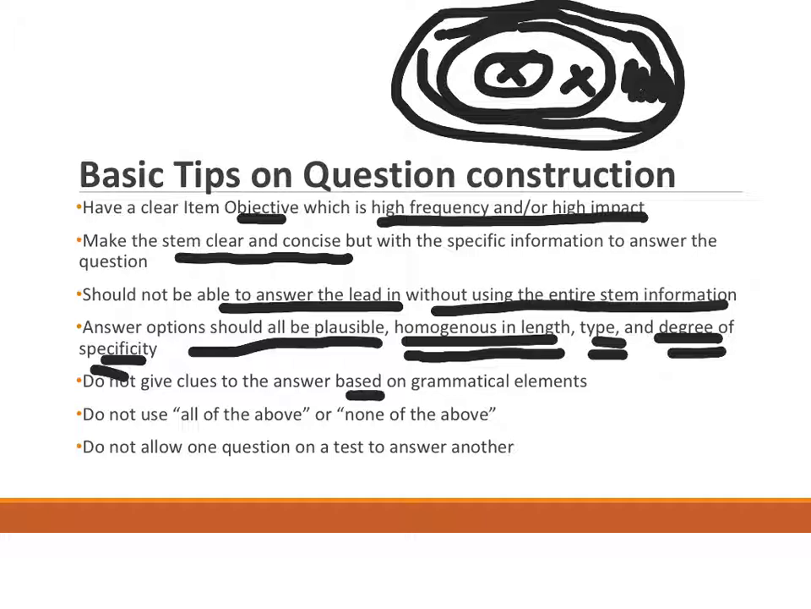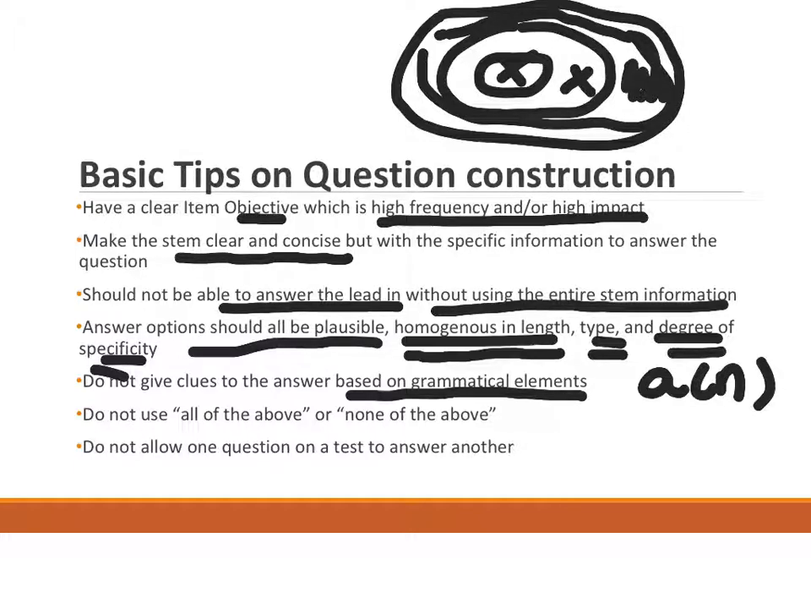We don't want to give clues based on grammatical elements. So, a good student will be able to go through and look in the question stem, and if it's plural, be able to look for answers that are plural and know that it has to be one of those. So, the A with a parentheses and.